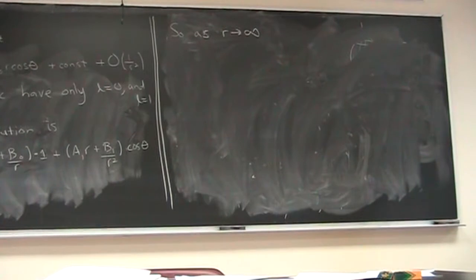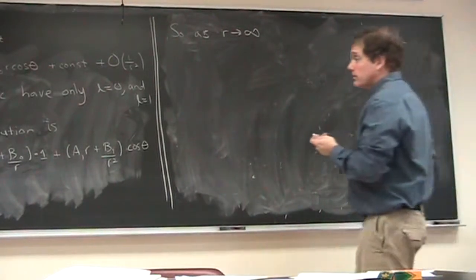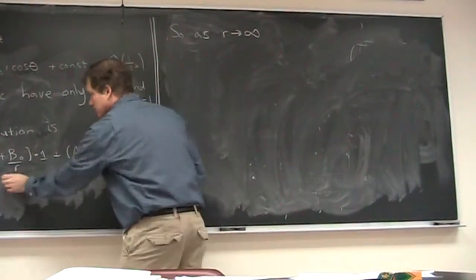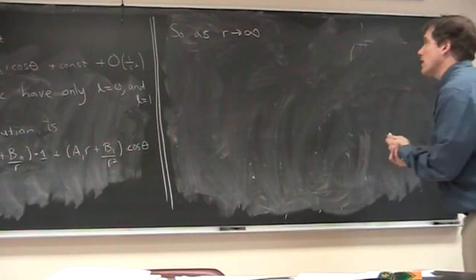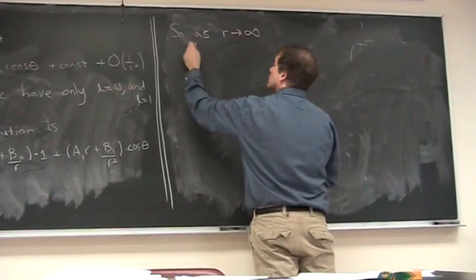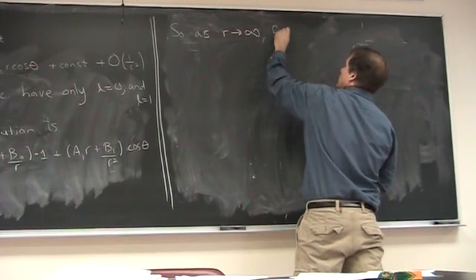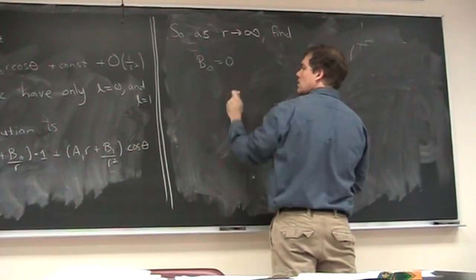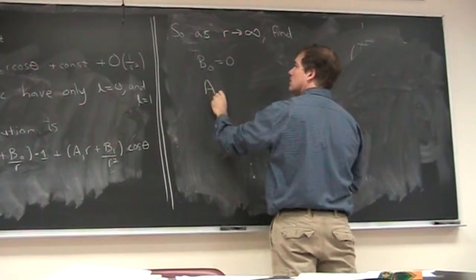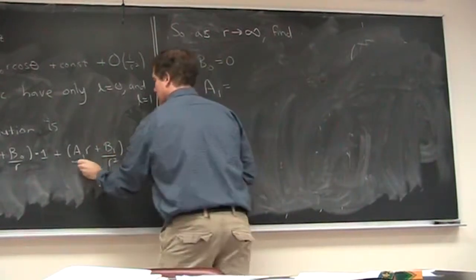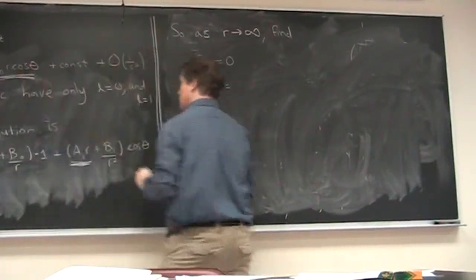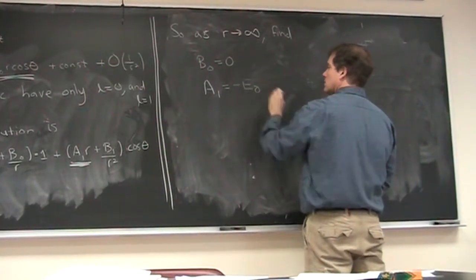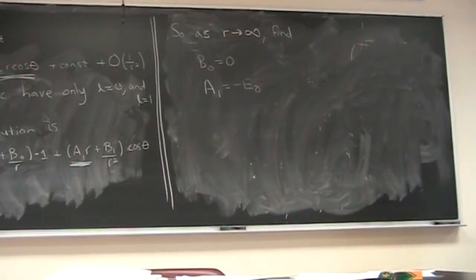And so as r goes to infinity, that fixes some of these coefficients. I drop these B's as well. A0 is undetermined, but B0 is 0. A1 is, by comparison, minus E naught cosine theta. And that's all we can say.